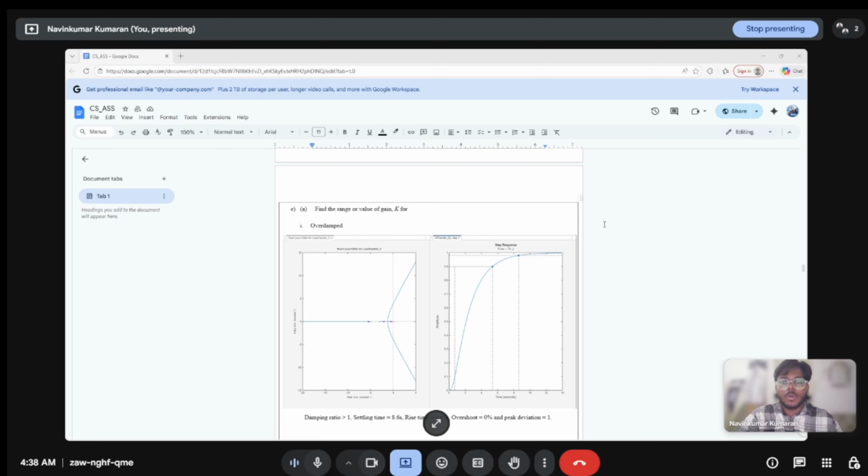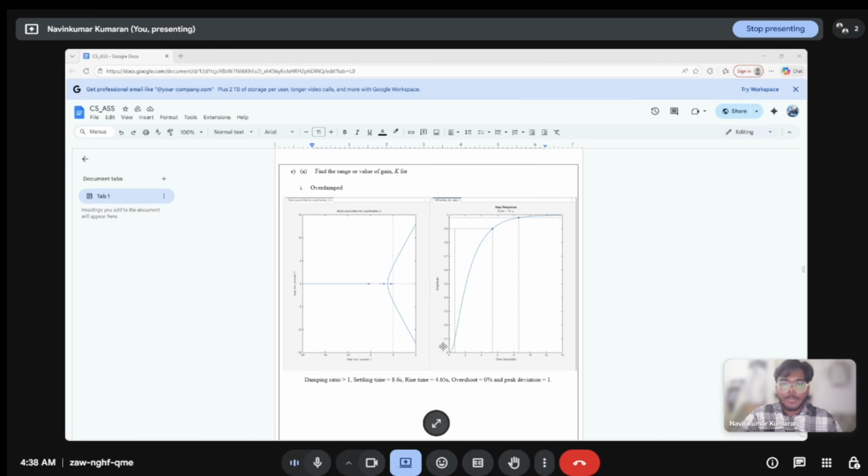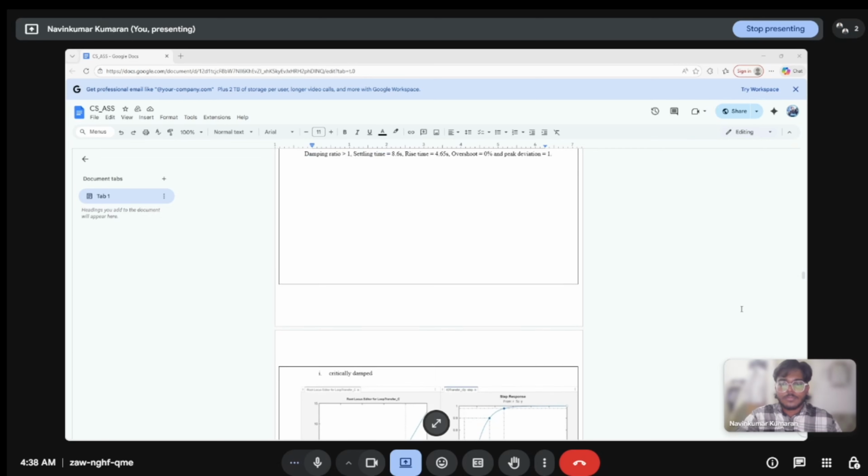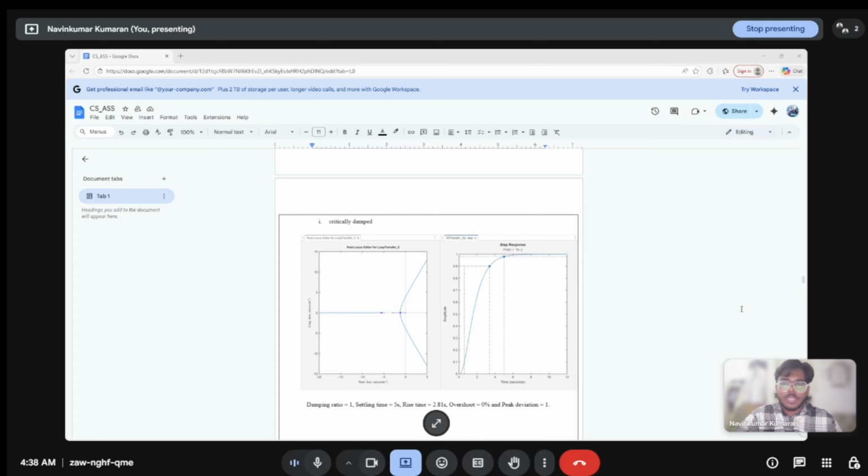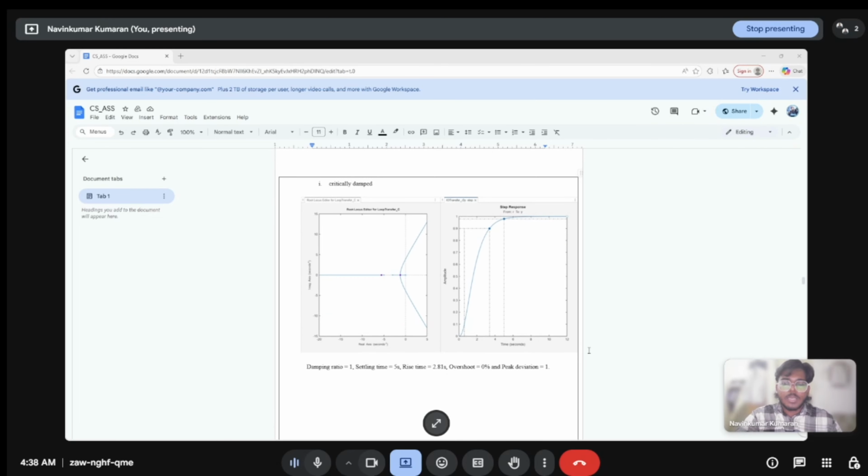And then move on to the graphs. The first one is overdamped. The damping ratio is more than 1. Settling time is 8.6 seconds. Rise time is 4.65 seconds. Overshoot 0 and peak deviation is 1. The second one is critically damped. Damping ratio equals 1. Settling time equals 5 seconds. Rise time 2.81 seconds. Overshoot 0. Peak deviation is 1.